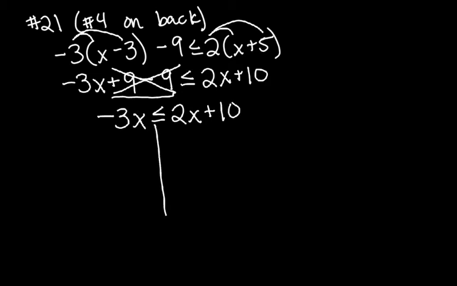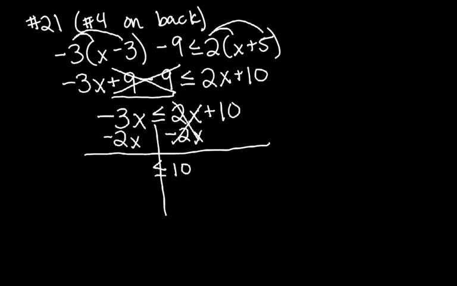So, to get x by itself, I need to bring all the x's to one side. So I'm going to do minus 2x on both sides. Not dividing because I'm bringing the entire term to the other side. 2x minus 2x is 0, so that cancels out. And minus 3x minus 2x is minus 5x. Like signs, add and keep the sign.